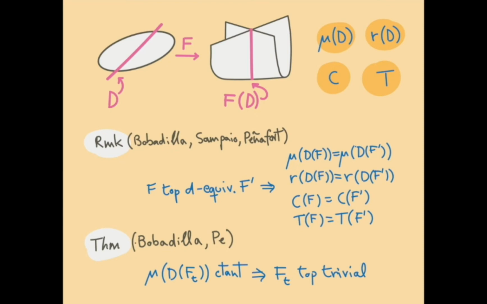The point is, now we know that if two mappings are topologically A equivalent, then all these numbers must be the same for both. And then there is the result of Javier Bobadilla and Maria P., which is a theorem for families of map germs that goes in the opposite direction. If you have a family of map germs and the Milnor number of the double point curve is constant, then the family must be topologically trivial. Therefore, changes of topological class correspond to jumps of the Milnor number of the double point curve.